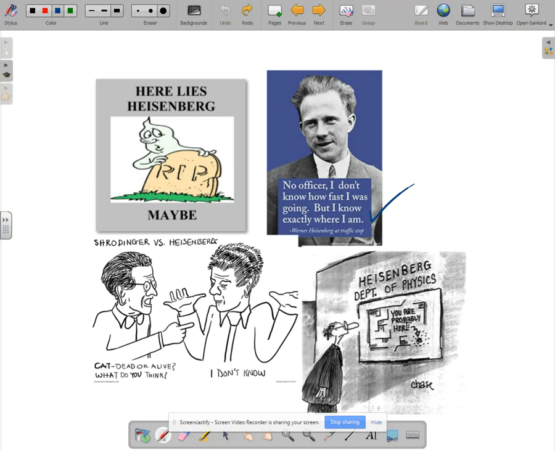And then there's also a whole litany of jokes about not being able to know the location and the speed of an electron. This one's my favorite: "No, officer, I don't know how fast I was going, but I do know exactly where I am." So you guys could try that line if you ever get pulled over. Who knows? It might work. Or they say by his grave there's some kind of sign that says, "Here lies Heisenberg." Maybe. See? The poor guy. But nonetheless, we'll move on.